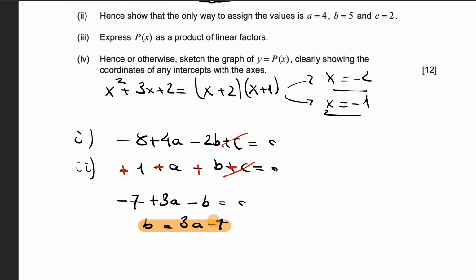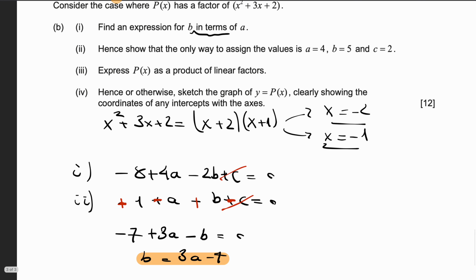Now in part 2, we're asked to show that the only way to assign the values is a equal to 4, b equal to 5, and c equal to 2. So what you can do is find c in terms of a or b and then show that the only possible value that makes sense is 2, since they cannot be 0. Okay, so I'm going to skip part 2.